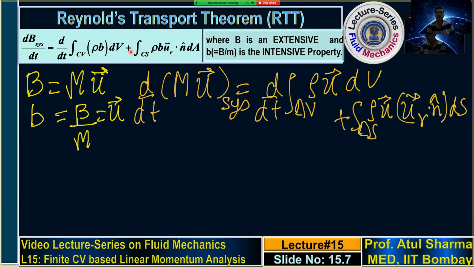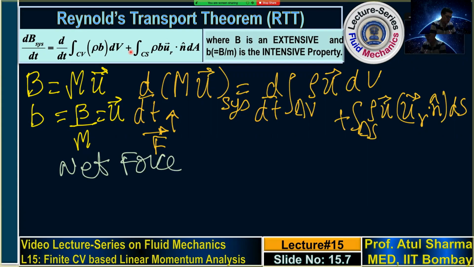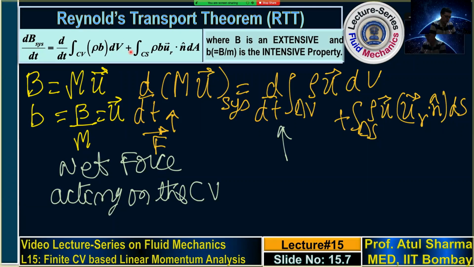Let me explain the physical interpretation of each of these terms. Now this term, from Newton's second law, is basically equal to the net force that is acting. So we can express this as the net force acting on the control volume. This is the rate of change of momentum stored inside the control volume.